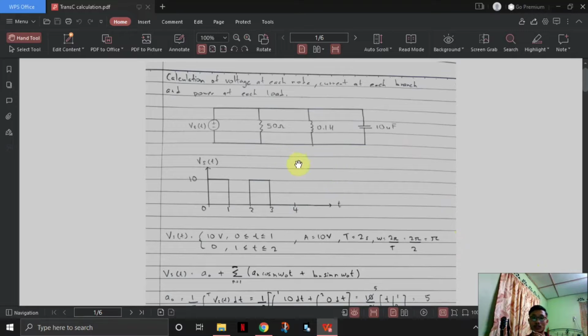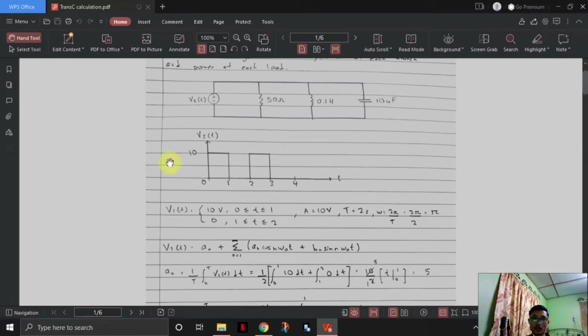So I will explain about the manual calculation for the group assignment. As you can see, this is a parallel RLC circuit. We have VS and then we have a resistor of 50 ohm. For the inductor, we have 0.1 Henry and a capacitor of 10 microfarad.